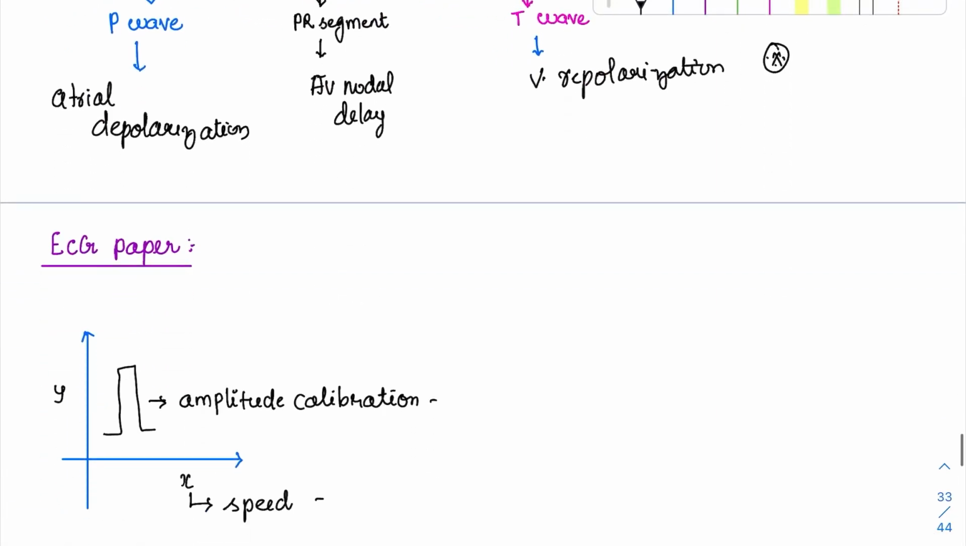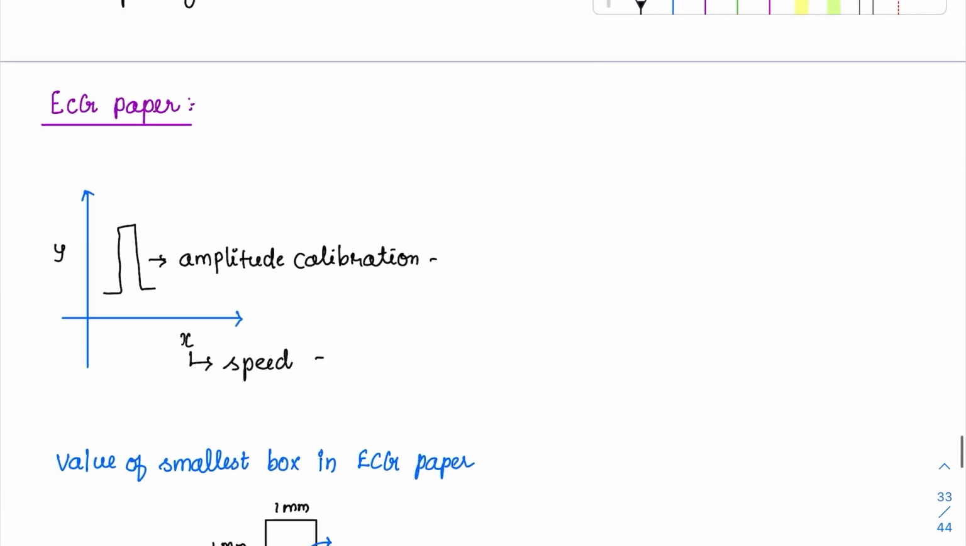So before going into the ECG heart rate calculation, we should know what the ECG paper is like, and what the calibrations in it are, so it becomes easier for us to calculate the heart rate. ECG has two axes. Any graph will have two axes. Along the x-axis, the speed is depicted.